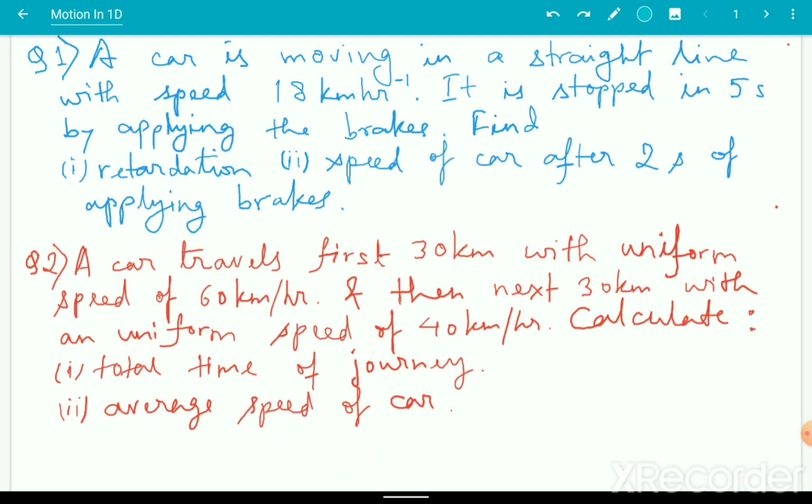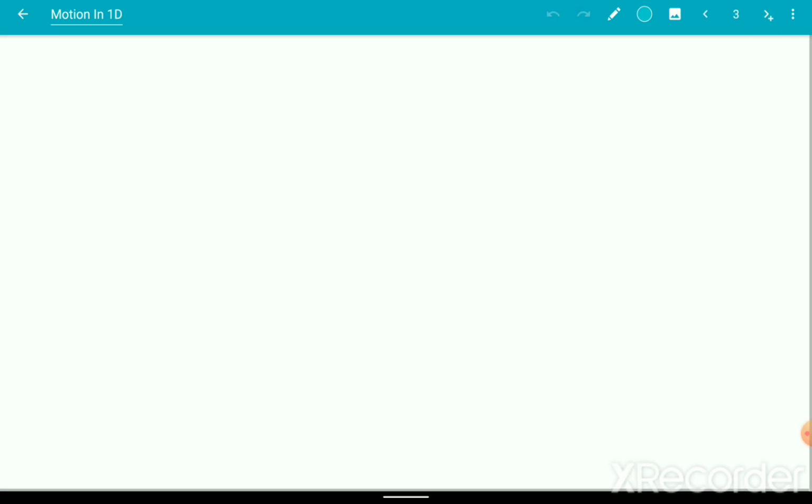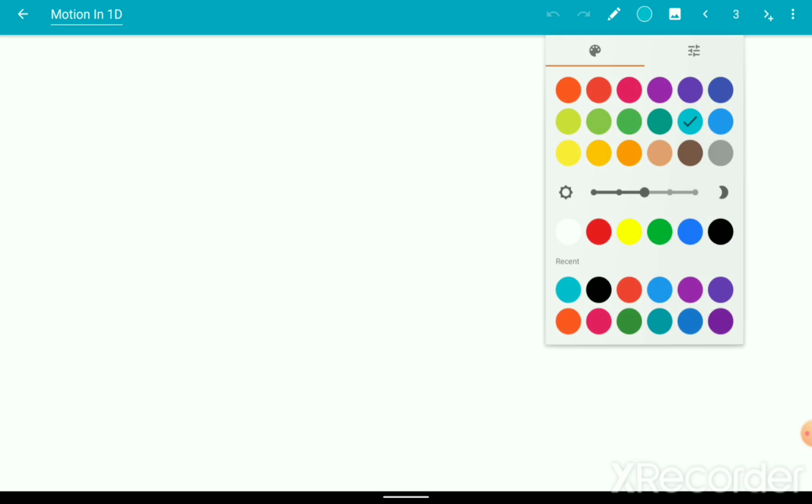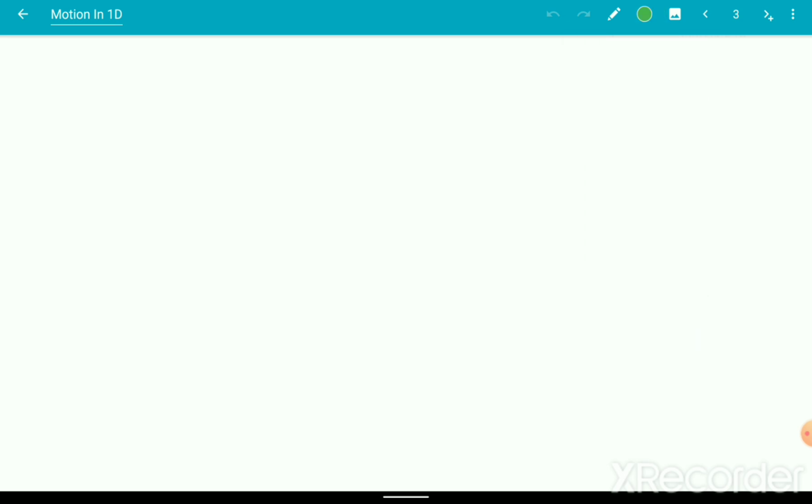Now coming to the solution of the second problem. Again, first of all we have to write what the given things are. Solution 2. So what are the given things? It is very important to write down the given information while you are solving a problem in physics.